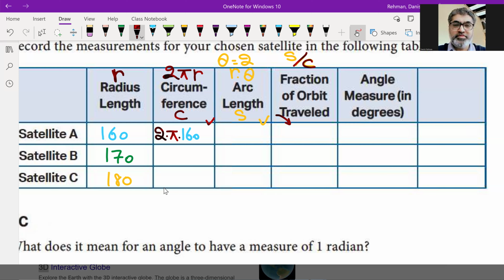And I can definitely tell you what the angle will be in degrees, because we are looking at 2 radians, and each radian is 57.3 degrees, almost, rounded. So this is going to be 114.6 degrees. That answer I gave you. The rest of the stuff, calculate yourself, and then you're done.